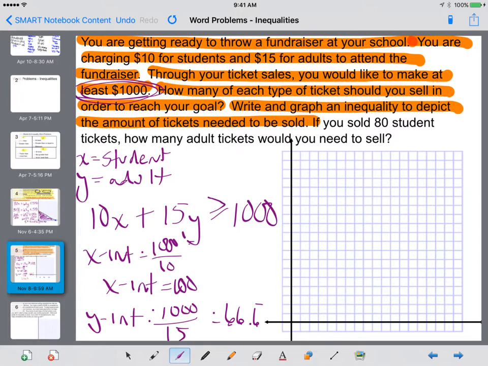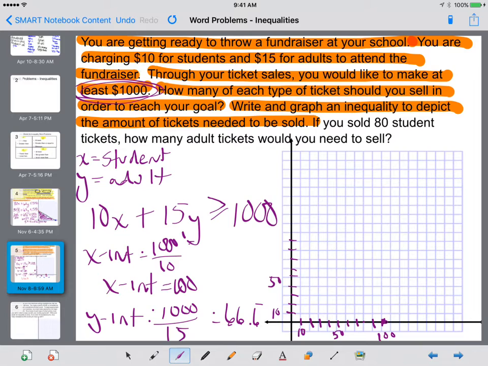So the x-intercept, here's what I'm going to do. I'm going to make this scale. I'm going to go by tens. So we got 10, 20, 30, 40. Here's 50, 60, 70, 80, 90. There's 100. So we'll plot the x-intercept at 100. The y-intercept, we're going to do the same thing. We're going to go by tens. 20, 30, 40, 50. Here's 60, 70, 80, so on.